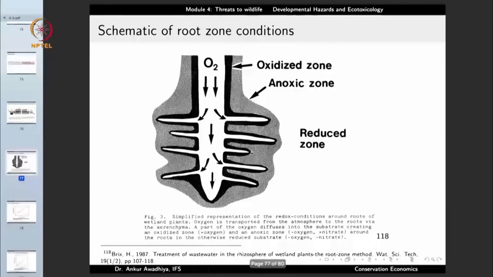If you look at the root zone, there is an oxidized zone and there is an anoxic zone around these roots. Now this reduced zone will be reducing the organic compounds, the oxidized zone will be oxidizing the organic compounds. Because of these oxidation and reduction reactions, a majority of the organic compounds that are there in the wastewater will be acted upon, they will be treated. And once they are treated, the water is safe to be released into the environment. Otherwise, all of these chemicals would have had a toxic impact or a negative impact on the ecology.